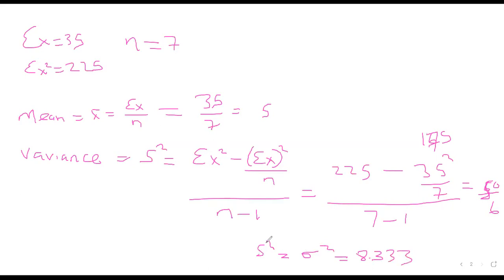The sample variance is given by s squared, while the population variance is sigma squared. When we square root our variance, we call it the standard deviation. So what's the square root of 8.333? 2.887.